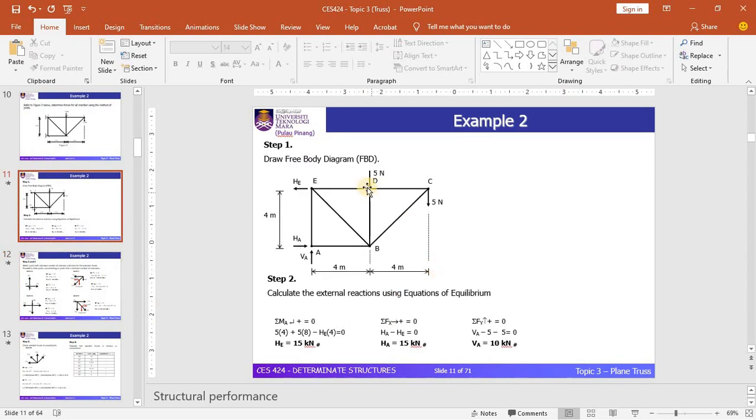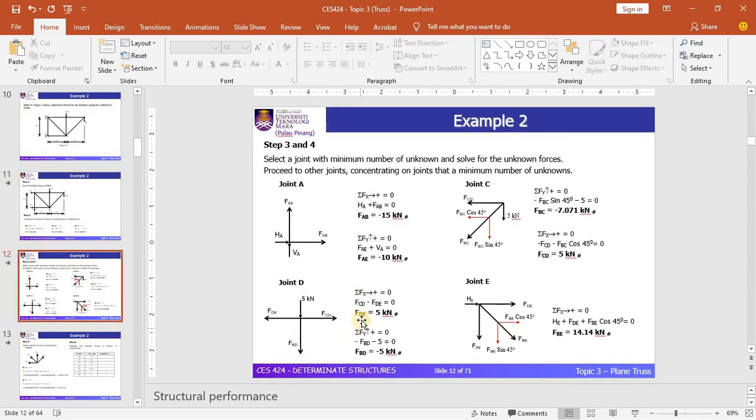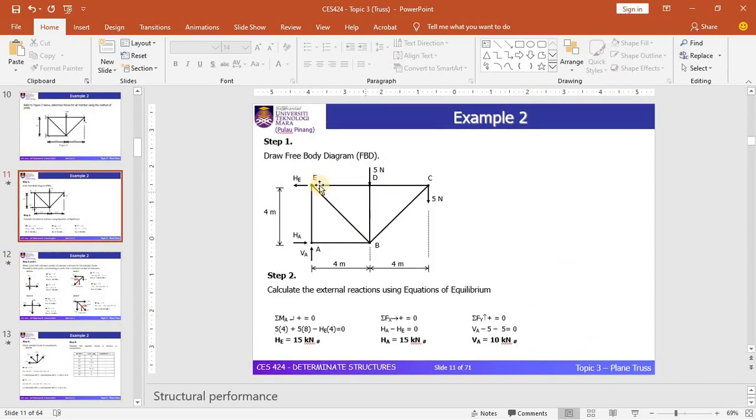By looking at this joint D, you can solve for DE and DB, which are equal to 5 kilonewtons for DE and negative 5 kilonewton for BD. This one is a compression, and this is a tension. And you can proceed to joint E. At joint E, you can see that this has been solved, and this also has been. This one is not yet. Perhaps this will be chosen for the last joint.